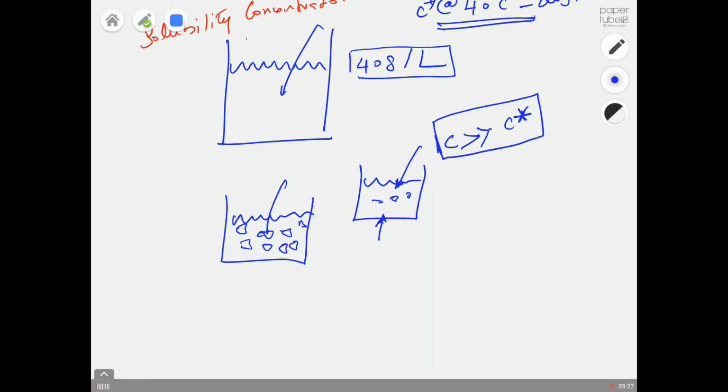So a supersaturated solution is a solution that contains your solute at a concentration in excess of your solubility concentration. So we call such a solution a supersaturated solution, and we need supersaturation in order to create a solid phase. So that's the take home message.